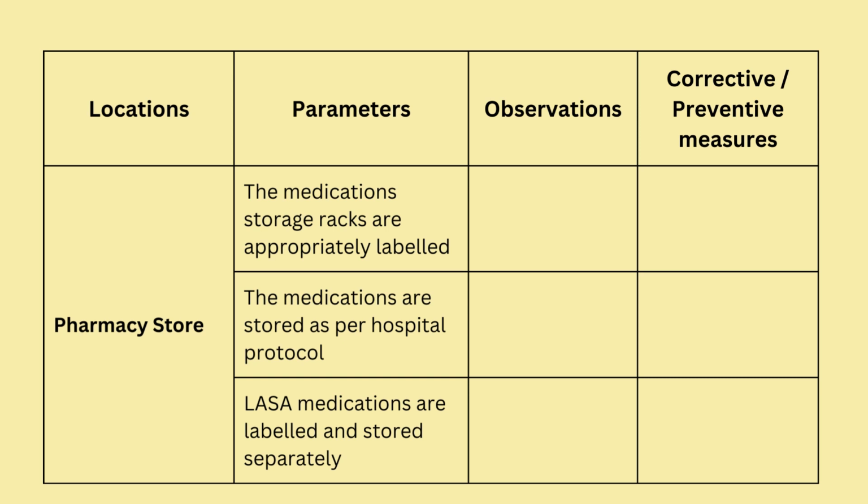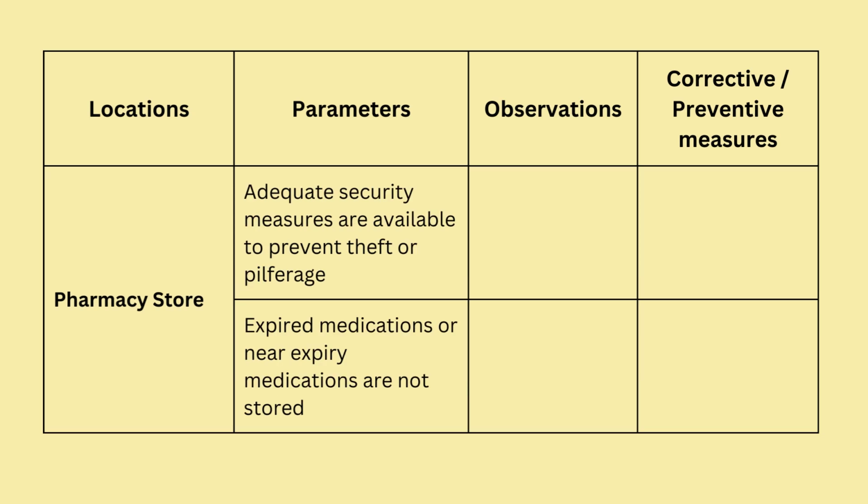The look-alike, sound-alike medications should be labeled and stored separately. This is a very important NABH requirement. Next, we move on to the parameter adequate security measures to prevent theft or pilferage of medications or any other items that you are storing. As per FDA rules, the last parameter is expired or near expiry medications are not stored. The same also applies to other items that you are storing in your pharmacy store.